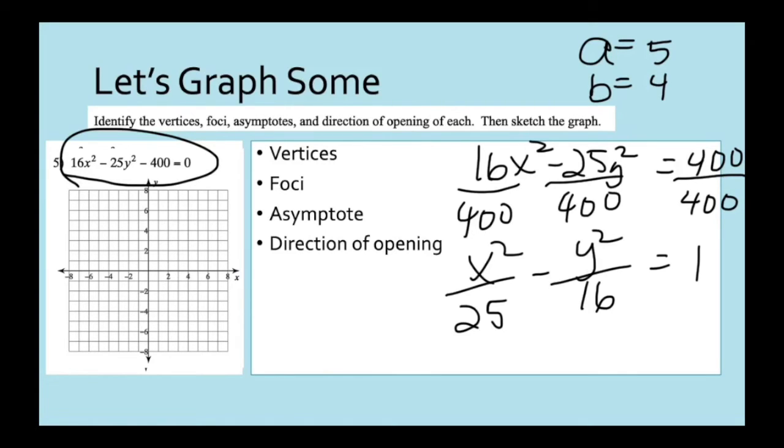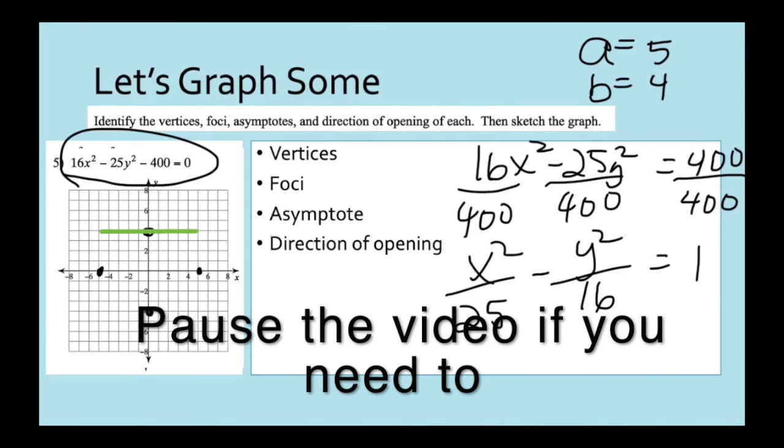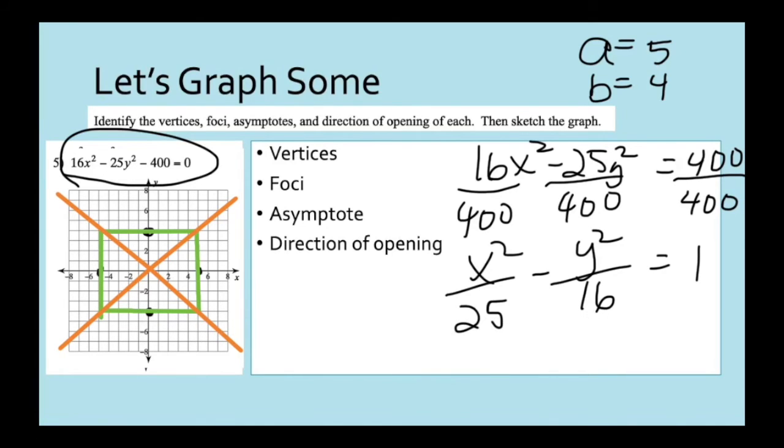This will help us find our box. The a value is underneath the x, so we're going to go on the x-axis, 5. And the b value is under the y, so we're going to go on the y-axis. Now we're going to draw our box. Now we're going to draw our asymptotes. Next and last, we're going to draw our hyperbola.